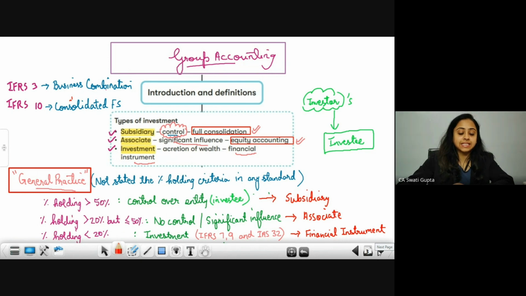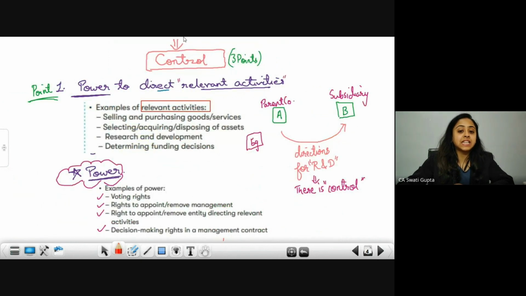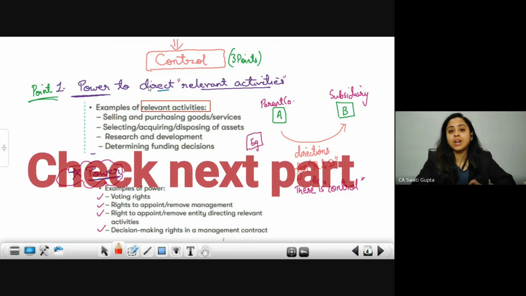Next, we'll talk about what actually is control. Control has three important pointers. Control is a very huge definition. It has so many examples, I would say 20 plus, 30 plus examples. In order to explain whether control exists or not, different situations are given to clarify it. The concise definition of control has three important pointers.